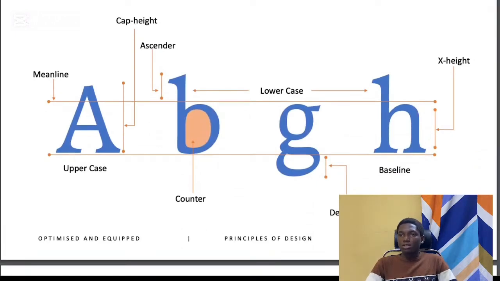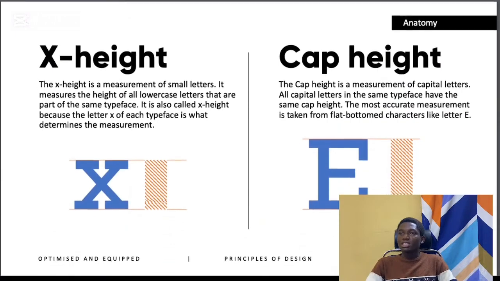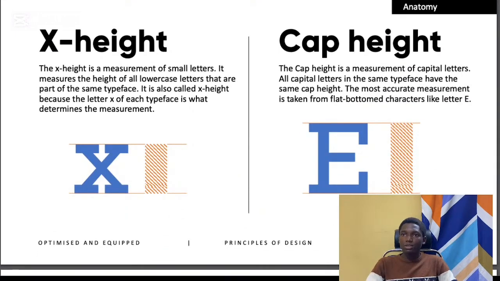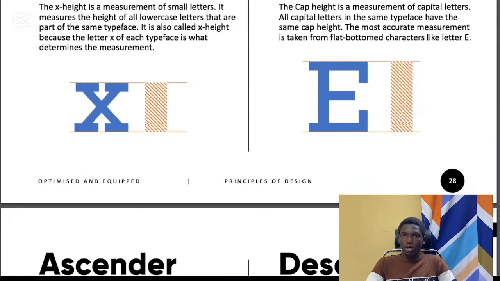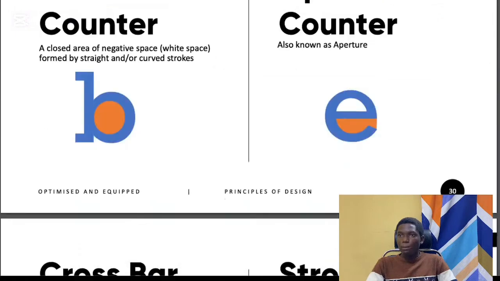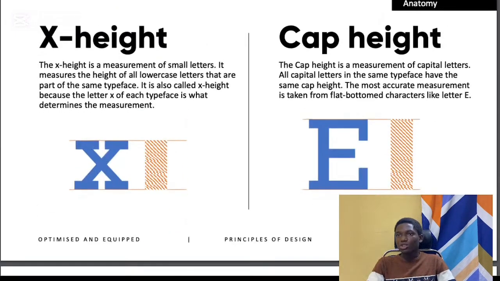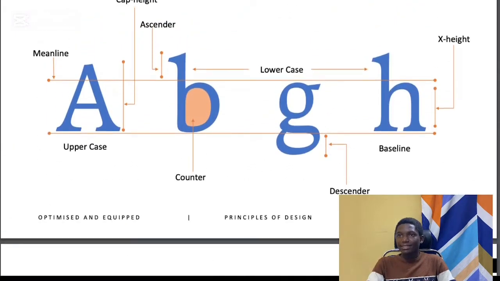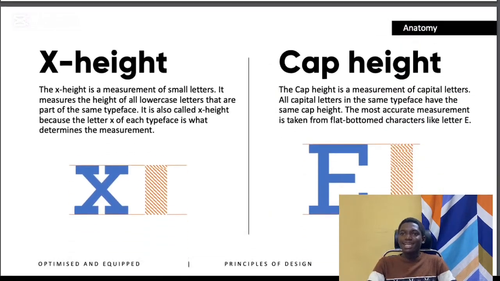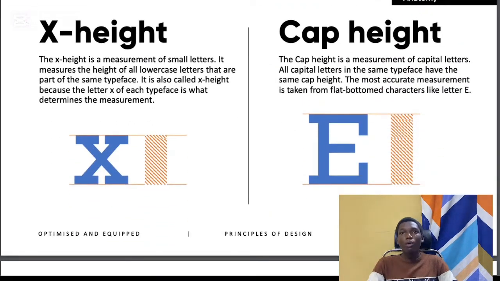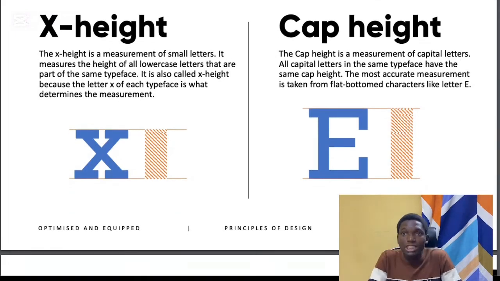We are going to be talking about the anatomy part. They are not necessary parts of the terminologies we need to learn, but let us learn it. Then we are going to start with the first anatomy, which deals with the x height. The x height is the measurement of small letters. It means that the small letters are quite different from the capital letters, and these small letters have different measurements compared to the capital letters.